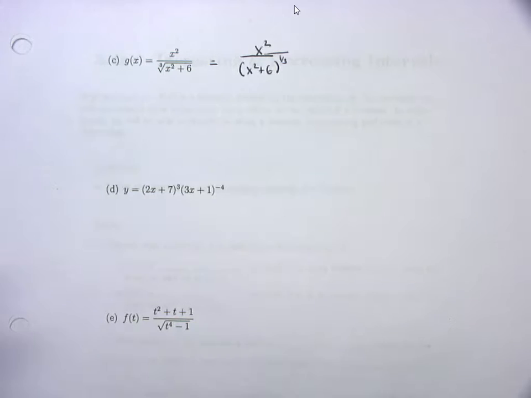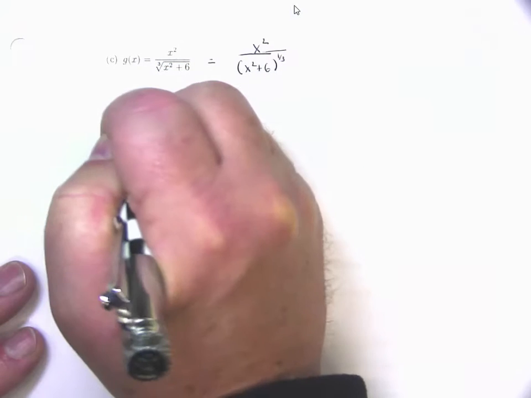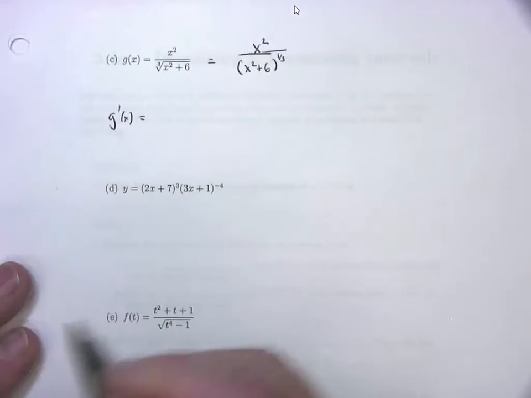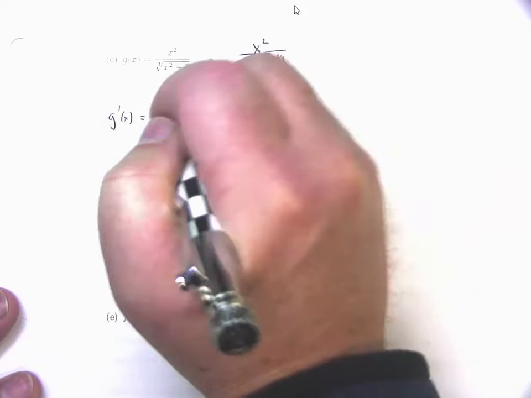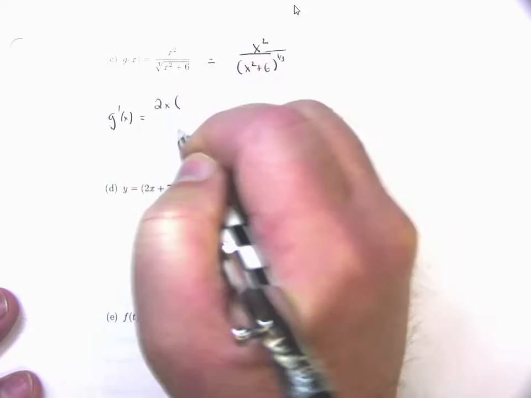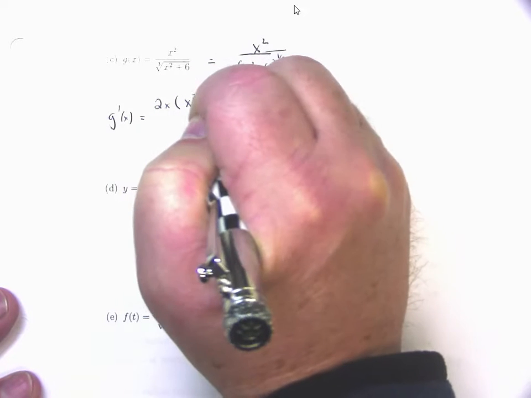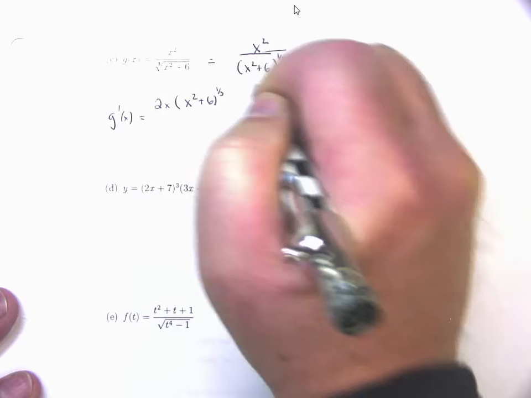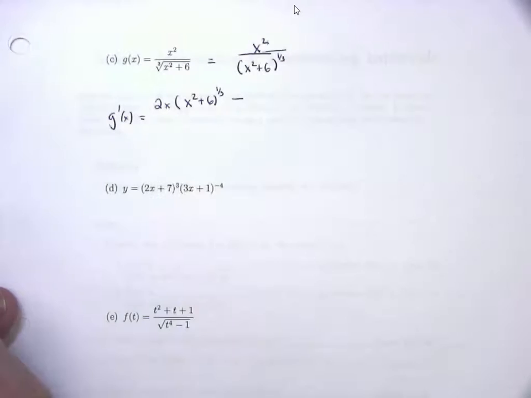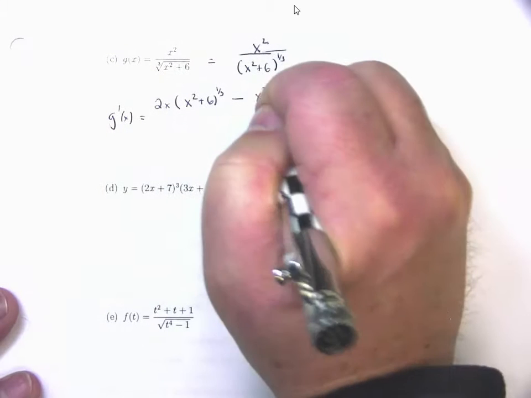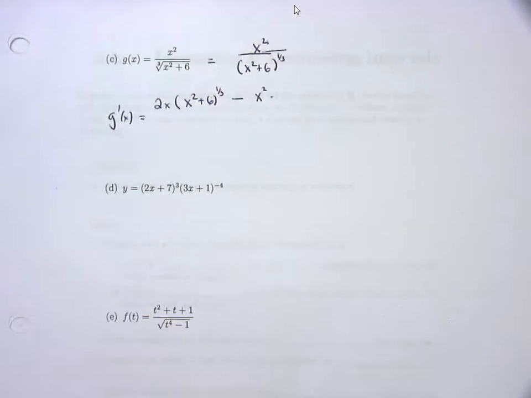Here we go. So g prime of x. The big rule is a quotient rule, so I'm going to use the quotient rule. Derivative of the top. What's the derivative of x squared? 2x. Times the bottom. Just recopy. X squared plus 6 to the 1/3 power. Minus the top. Just recopy it. X squared times the derivative of the bottom. What do I see in the bottom? I see x squared plus 6 to the 1/3 power. That's a chain rule. Inside, outside.